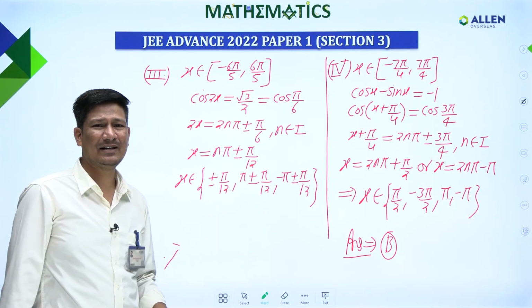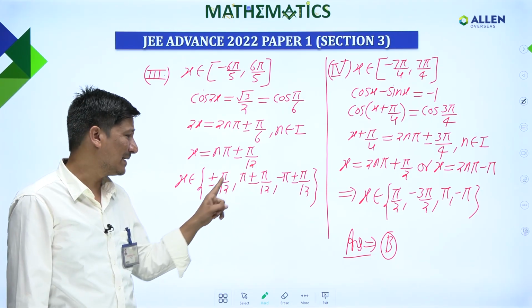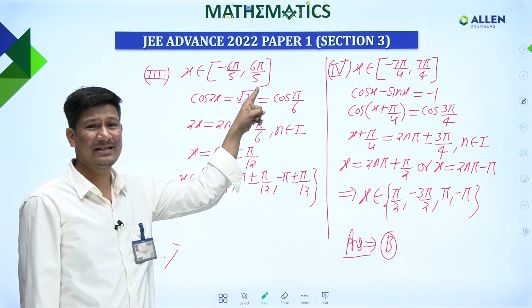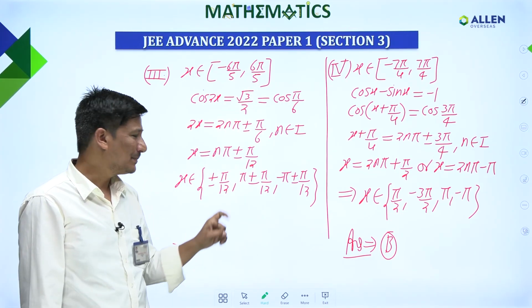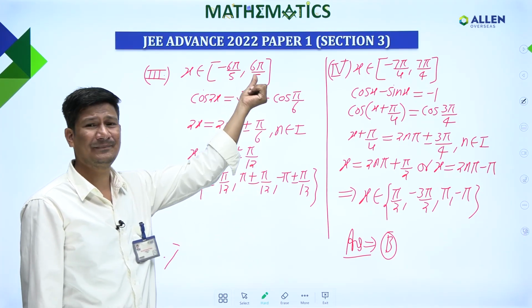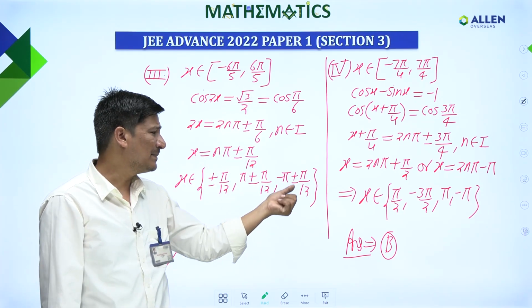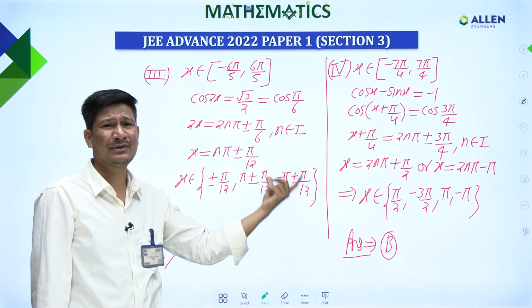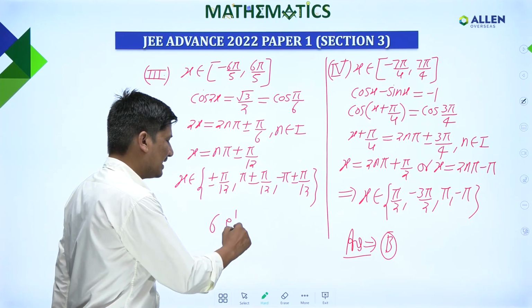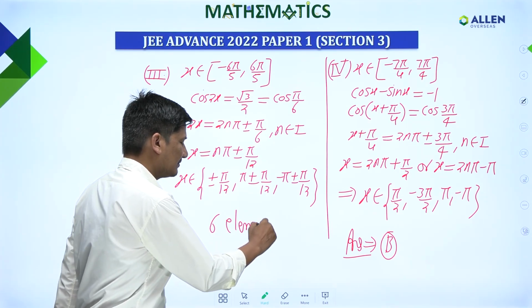Start putting the values of n. For n equal to 0, I'm getting plus minus pi by 12. Both the values of x lie in the given interval. You can see easily, bachcho. For n is equal to 1, pi plus minus pi by 12, those values also lie in that interval. Similarly, minus pi plus minus pi by 12, those values also lie in the given interval. So guys, from here we are getting 6 elements as the solution set.